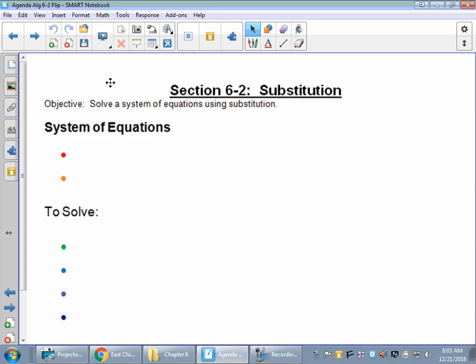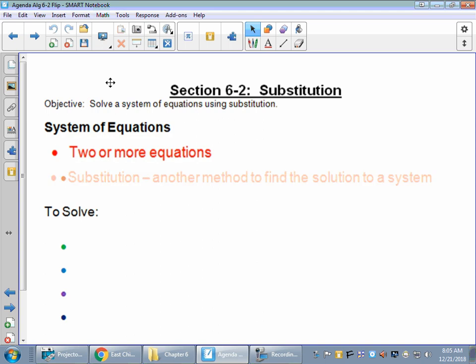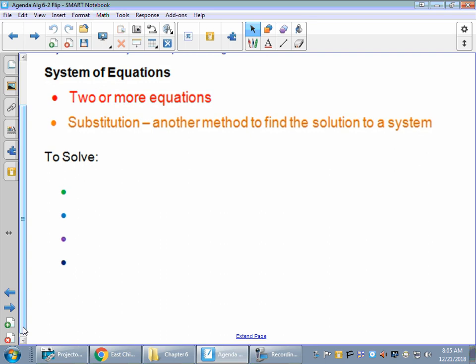So we're going to solve a system of equations using substitution. So again, a system of equations is two or more equations. And then substitution is another method to find a solution to a system. So remember, it goes back to when you graph them, you could find that point where they intersected, and that would be your solution. Well, you can find that point another way using algebra. And so substitution is what we're going to do today. So there's another strategy.